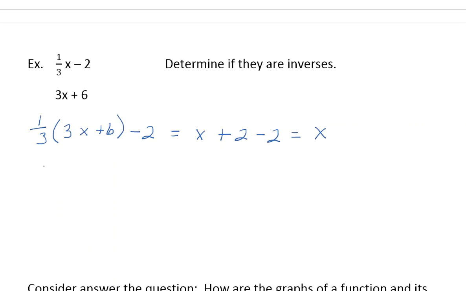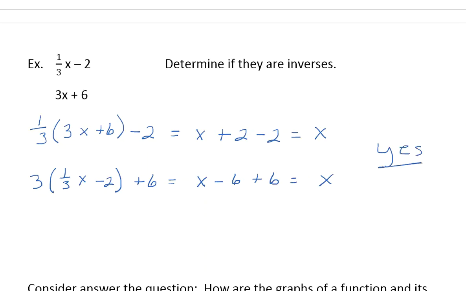Let's go the other way, and let's put the second one, or the first one into the second, I guess, if I said that right. So I have 3 times 1/3 x minus 2, and then I'm adding a 6 to that. So again, let's do distribution and simplify. I have x minus 6 plus 6, which once again simplifies to x. Since f of g and g of f both ways simplified to x, we can say that yes, these two are inverses of each other.